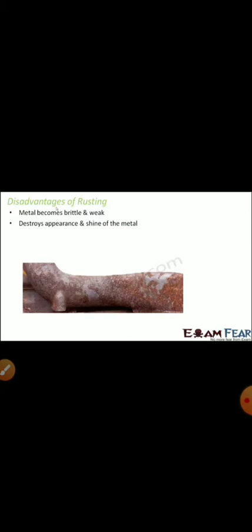See, you can look at it in the picture. It would not shine. Then it favors the growth of bacteria and viruses. Okay, so these are all the disadvantages of rusting of iron.